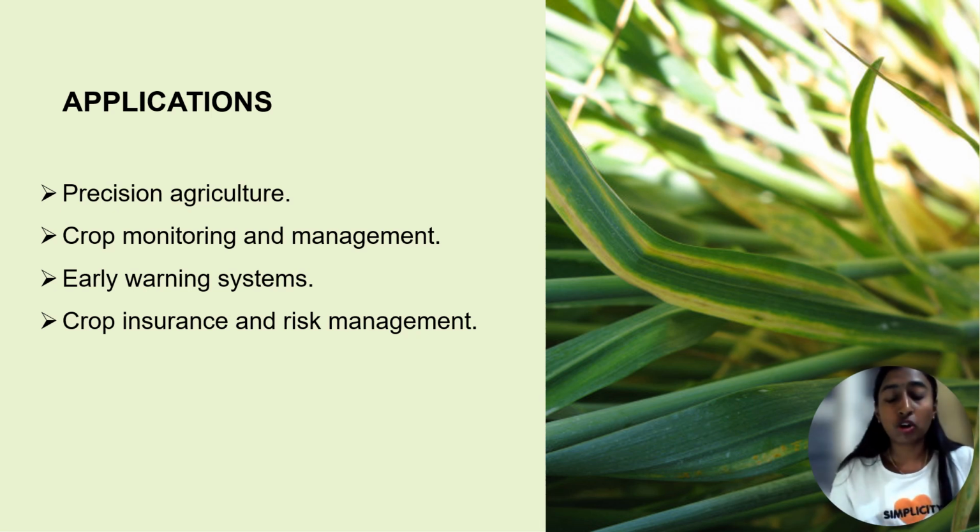Next is crop insurance and risk assessment. Here, insurance companies and risk assessors can utilize the CNN model's disease classification capabilities to assess the risk of crop loss due to wheat leaf diseases. As I told, insurance companies and risk assessors will use this model to prevent the risk of crop loss.